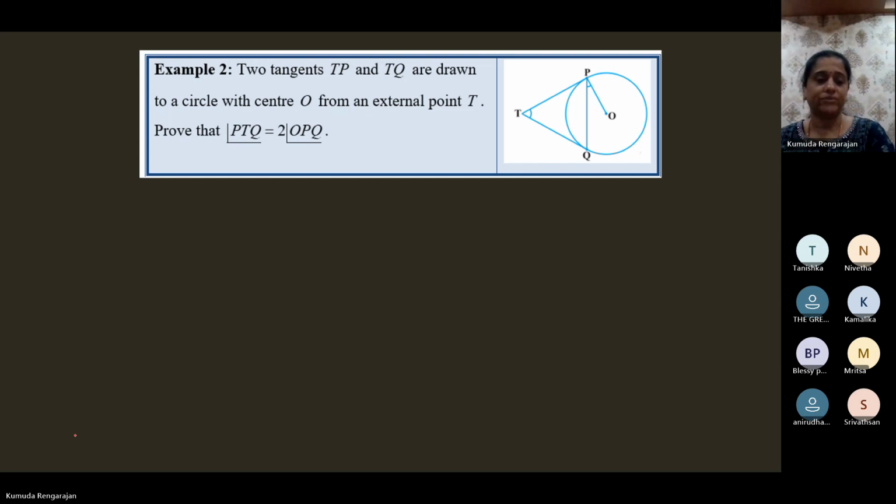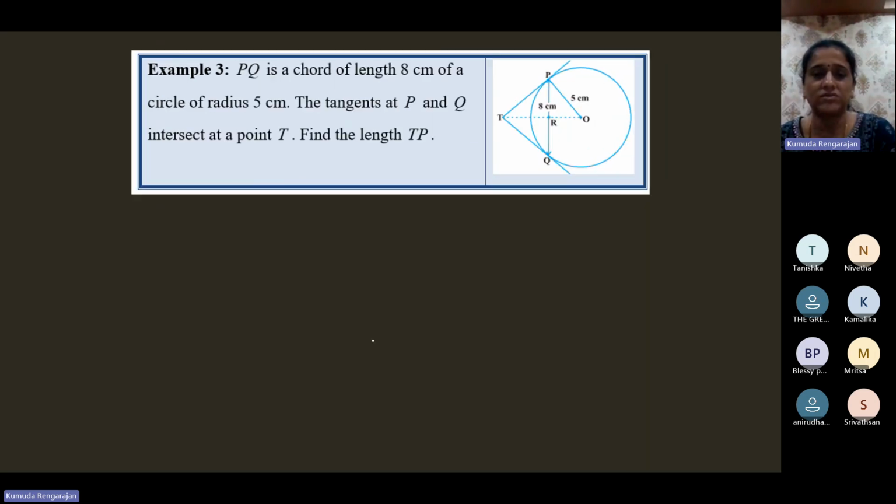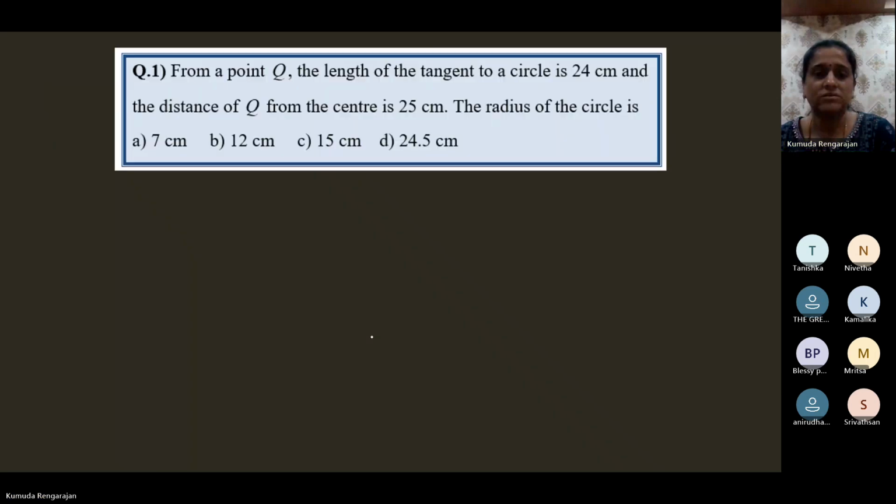Okay. This one needs similar triangles. Just give me some time. We'll do this. We need to know similar triangles to understand this. So I'm just leaving this for the time being.